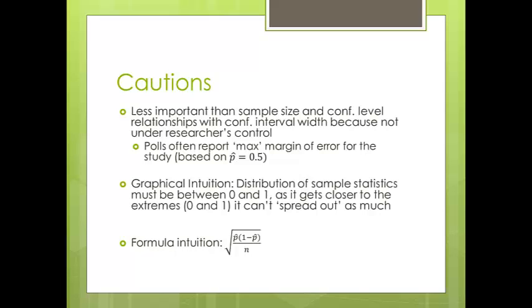It's clearer in the formula if you just look at the numerator of this formula, p hat times 1 minus p hat. That value, the numerator of the standard error, is as big as it can be at 0.5 and gets smaller as you move farther away from 0.5.